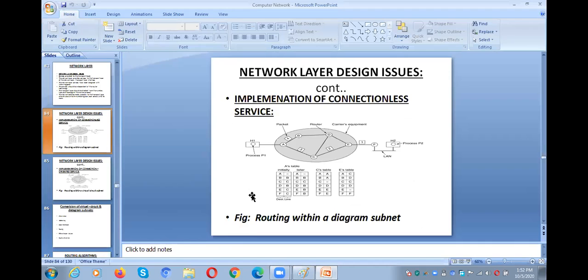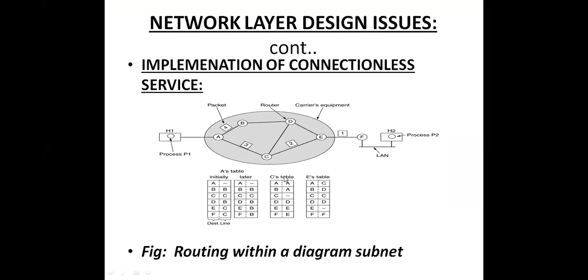Now the implementation of connectionless service. Please follow the diagram on the cursor. For example, process 1 is willing to transfer information to process 2, which is available in another LAN. So there are two LANs, and the machine in one LAN is willing to transfer the information to the machine in another LAN.